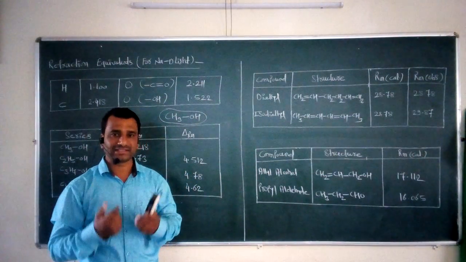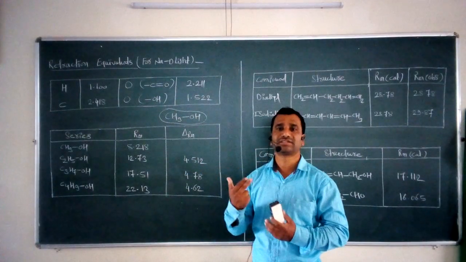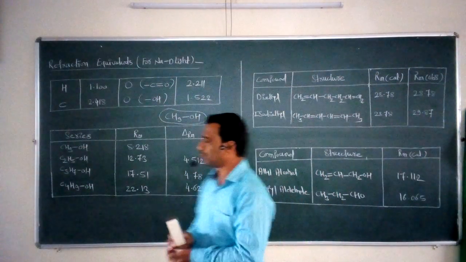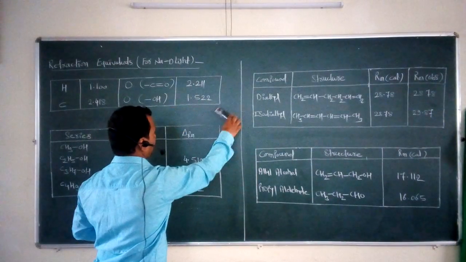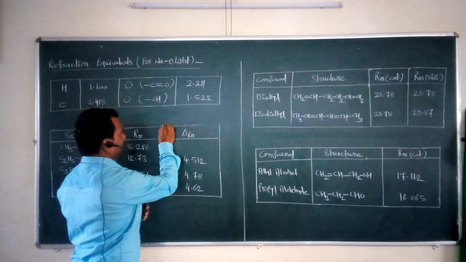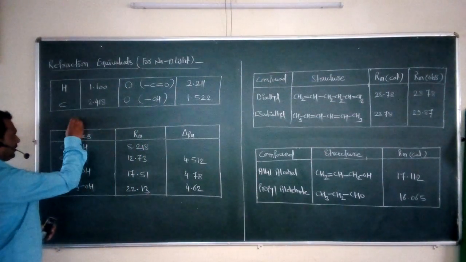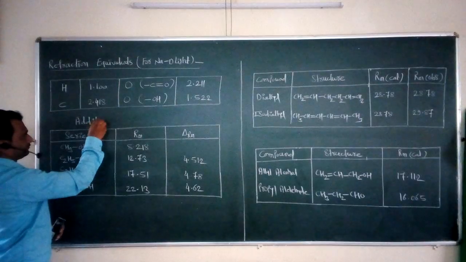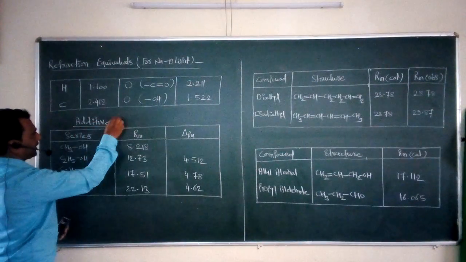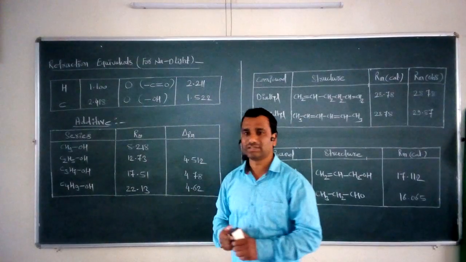Next we are interested to understand what is meant by additive and what is meant by constitutive. For this purpose we have to consider table number 2, for understanding the property of molar refraction that is called partly additive. This property is called the partly additive property. Now we are interested to understand what is meant by this additive property.